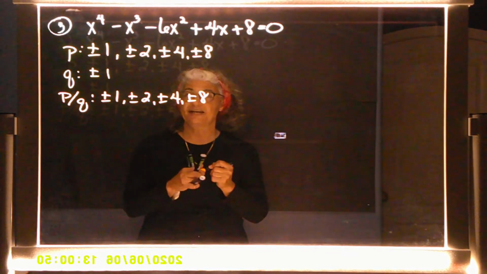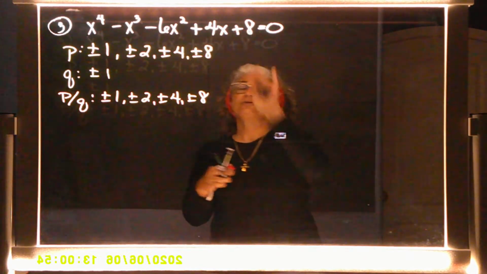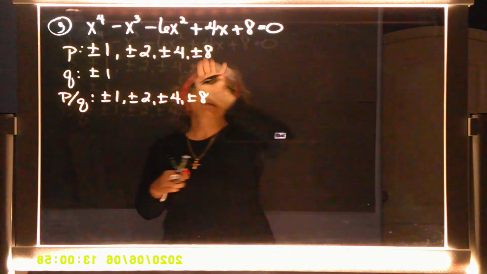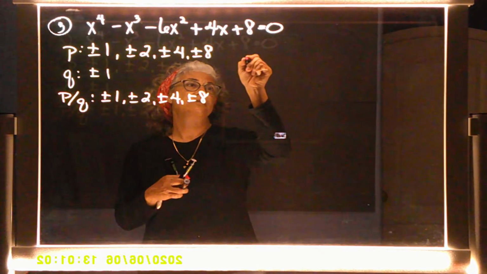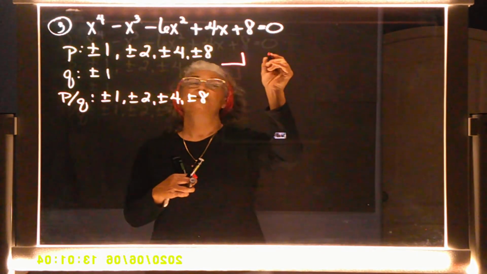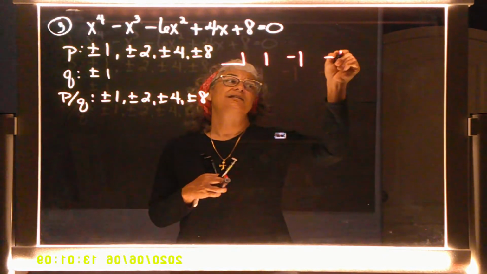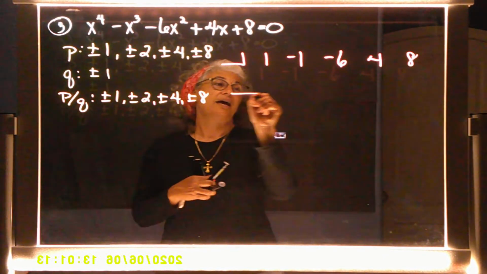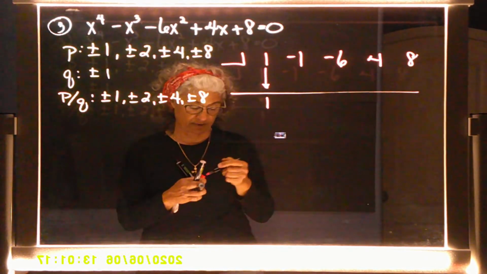Okay, now, it's in descending order, correct? There are no powers missing, so I don't have to worry about putting zeros in as placeholders. So let's start setting this up. Looks like I have 1, -1, -6, +4, +8. And remember, this first number always comes down. That's how we start.